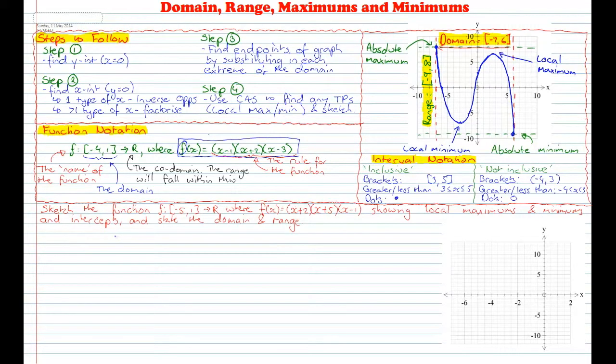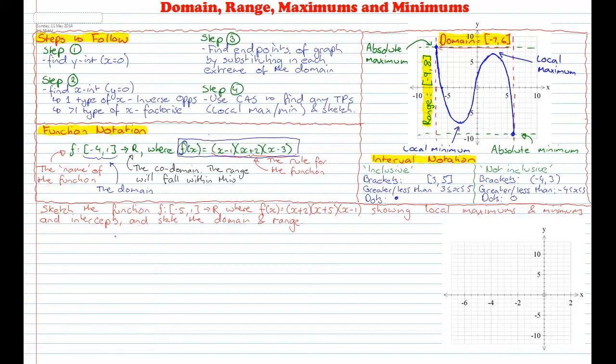Alright guys, so this question says sketch the function f for the domain -5 to 1 giving any real value for the codomain, where f of x is equal to (x + 2)(x + 5)(x - 1), showing local maximums and minimums and intercepts, and state the domain and range.